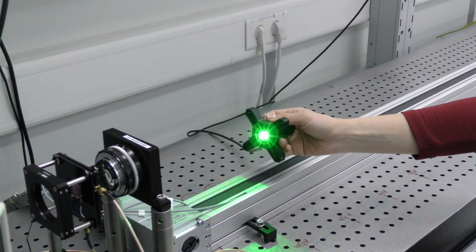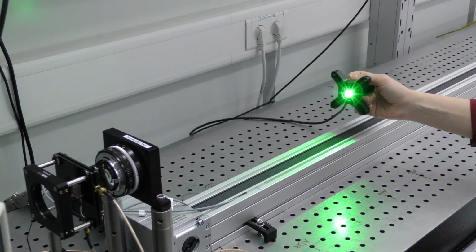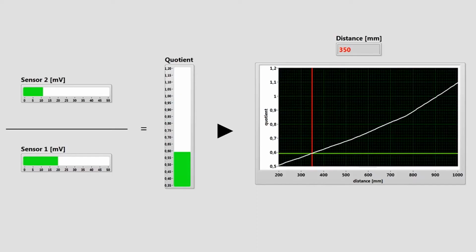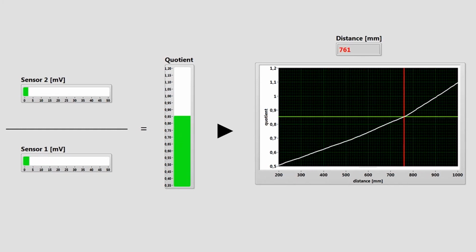The LED can be moved around freely. We measure the photoresponse of each sensor and divide one by the other. The actual distance is then directly read from the quotient curve. No additional computation is needed.